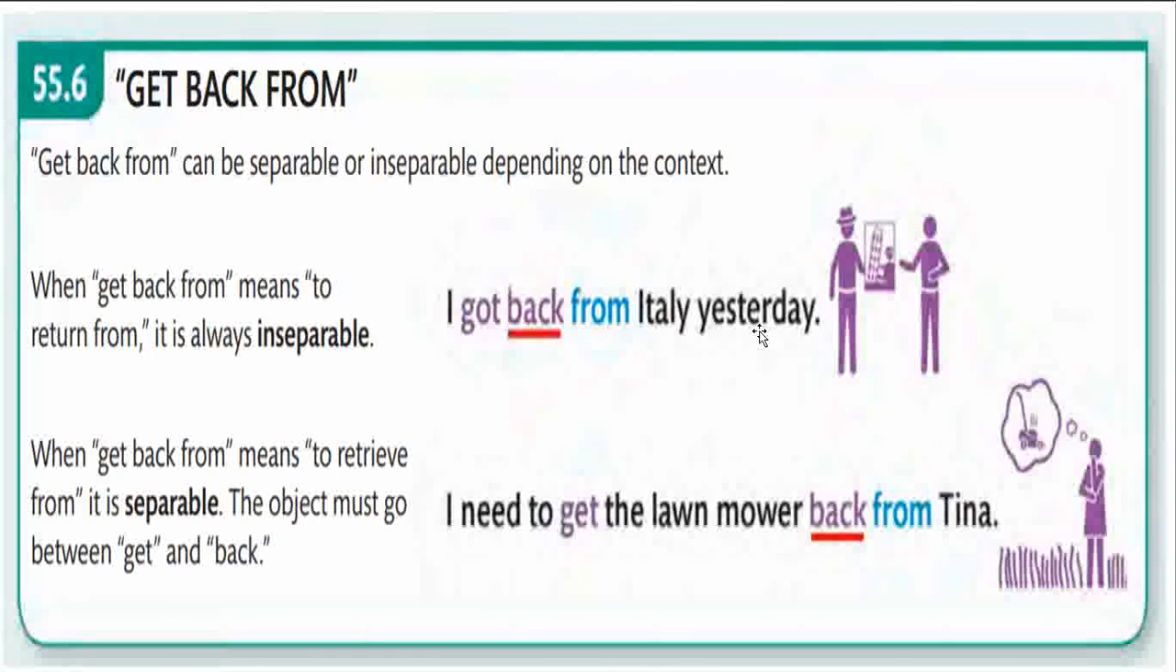I got back from Italy yesterday. The idea is that returned from. So in that case, it will not be broken down. When get back from means to retrieve from, it is separable. Retrieve means to get something from. The object must go between get and back. I need to get the lawnmower back from Tina. Get, the object of the sentence, back from Tina. So get back is broken down with the object inserted in between and from remains after it.